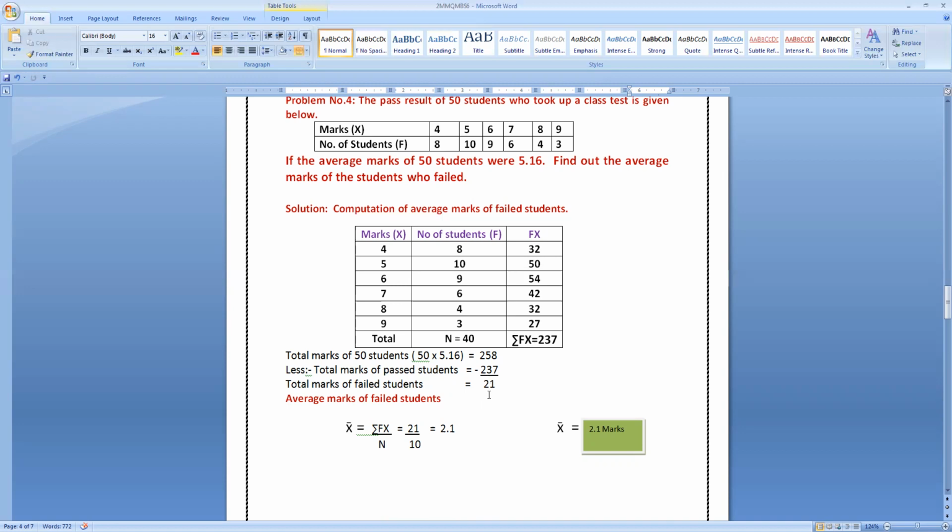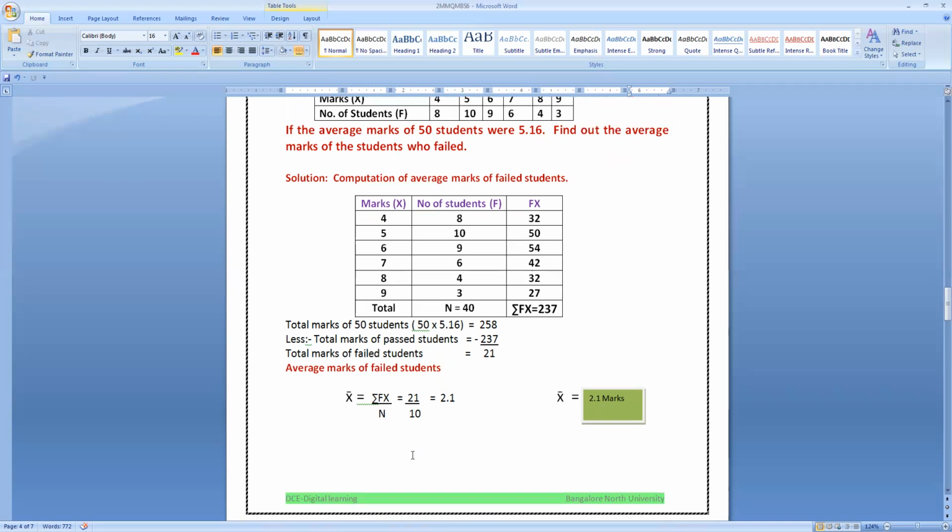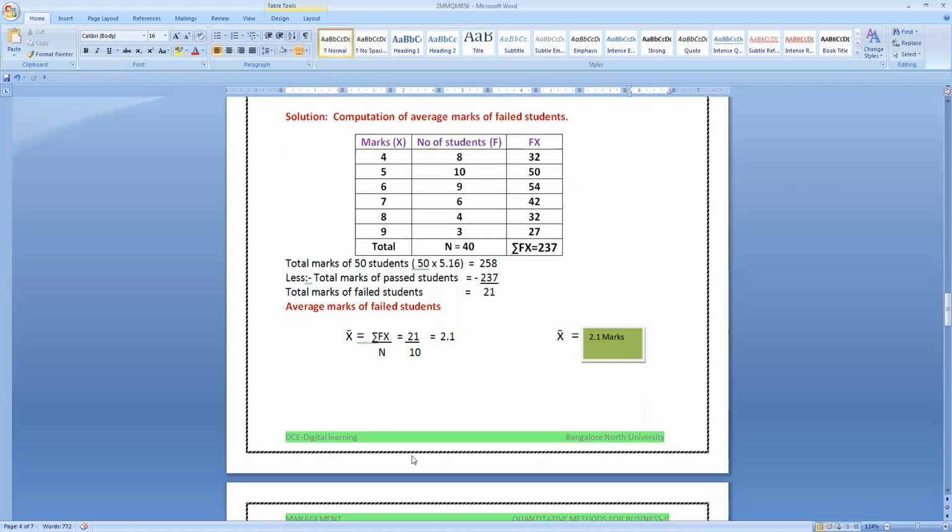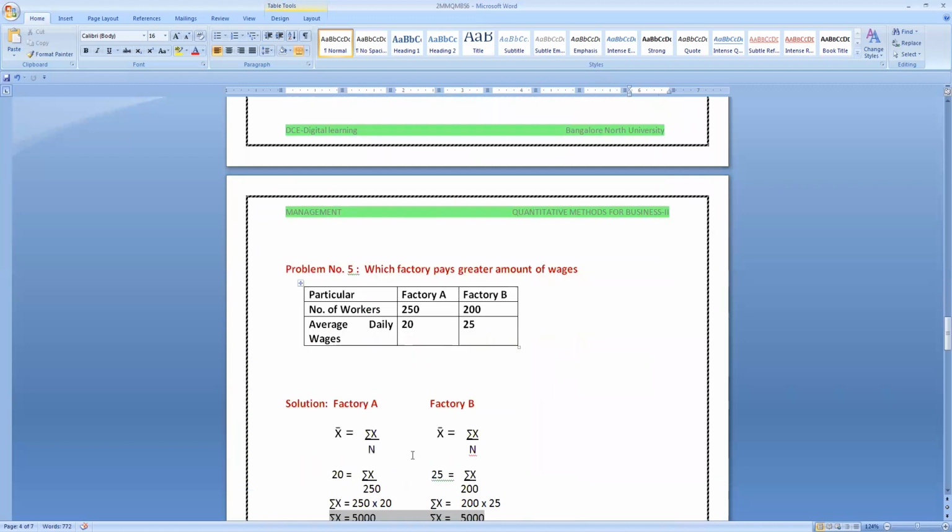Now we should calculate the total marks of the failed students here. If you are going to calculate the average marks of the failed students, the mean value is sigma fx by n. 21 divided by 10 is nothing but 2.1, the marks scored by the failed students, that is the average.